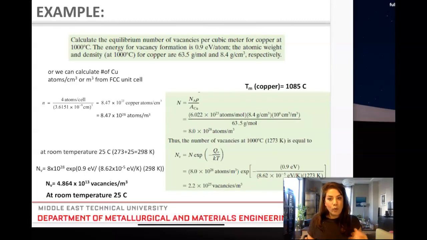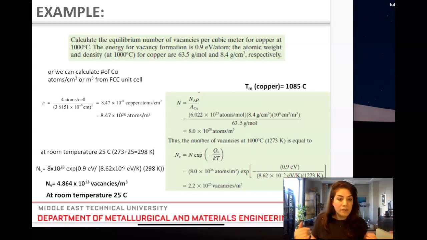Let's make an example of it. This is from your book. The question in the book is asking: calculate the equilibrium number of vacancies per cubic meter for copper at 1000 degrees C. The energy for vacancy formation is 0.9 electron volts per atom. That's Q, by the way, the formation energy for the vacancy.